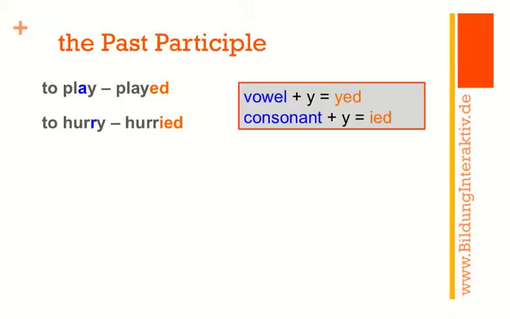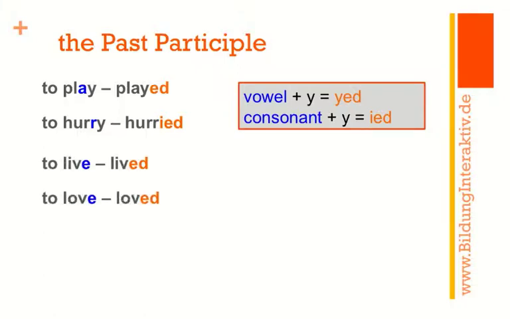If there's a vowel plus y, then the y stays, so there's y-ed, play. A is a vowel, then there's the y, and this is played, ed. And if there's, however, a consonant, which in hurry is the R, a consonant, consonant plus Y, then it turns into IED. So RY becomes hurried, IED. So please remember vowel plus Y, YED, and consonant plus Y, IED.